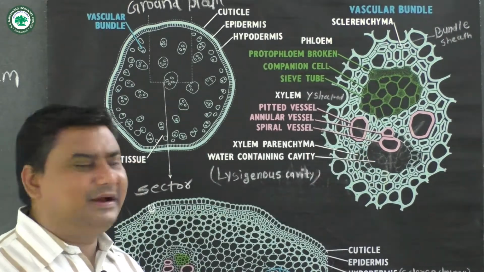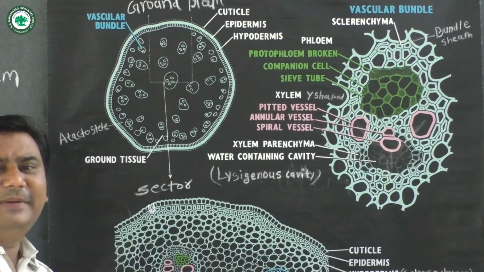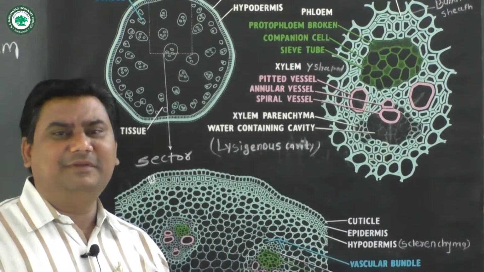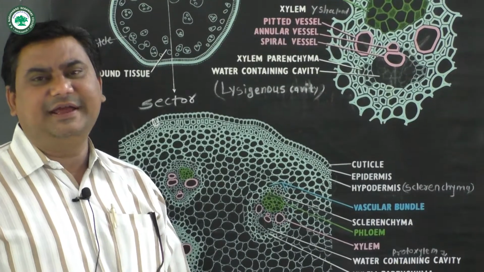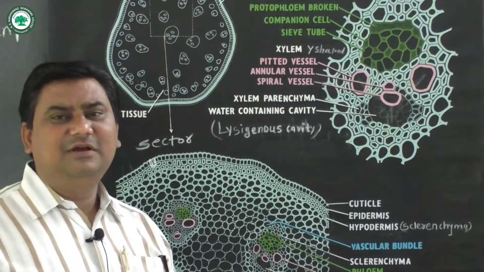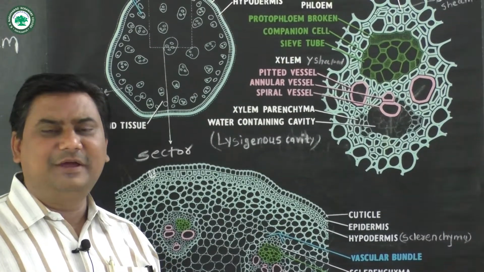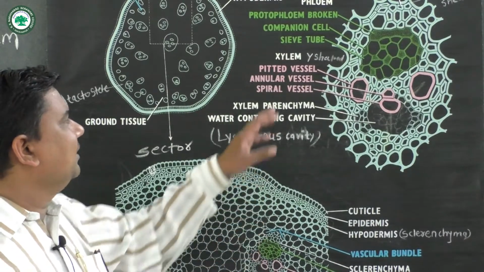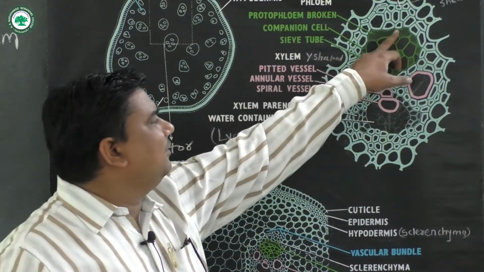Then phloem consists of companion cells and sieve tubes. One of the remarkable characters in case of the monocot is the absence of phloem parenchyma. Phloem parenchyma is altogether absent, or totally absent. So this is the broken phloem.